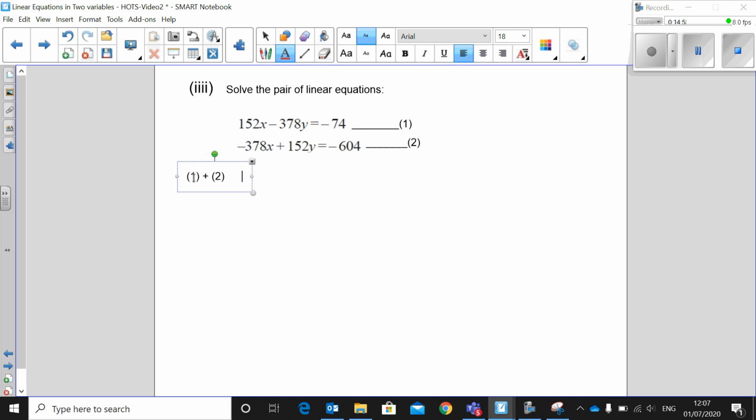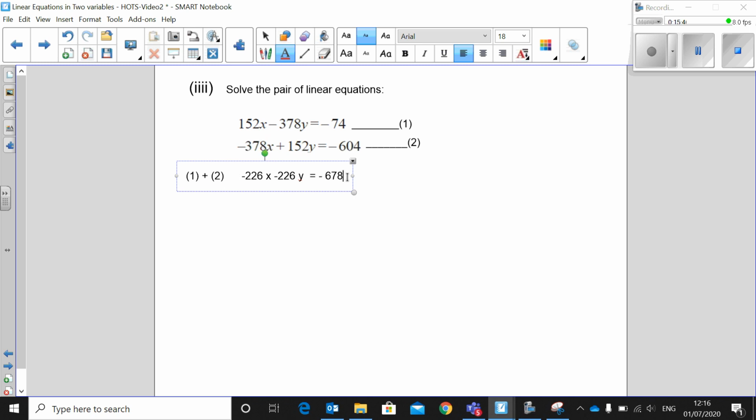Equation 1 plus 2 gives us 152 minus 378, which is equal to minus 226x, minus 378 plus 152 again, that is also minus 226y, which is equal to minus 74 minus 604, which will become minus 678.